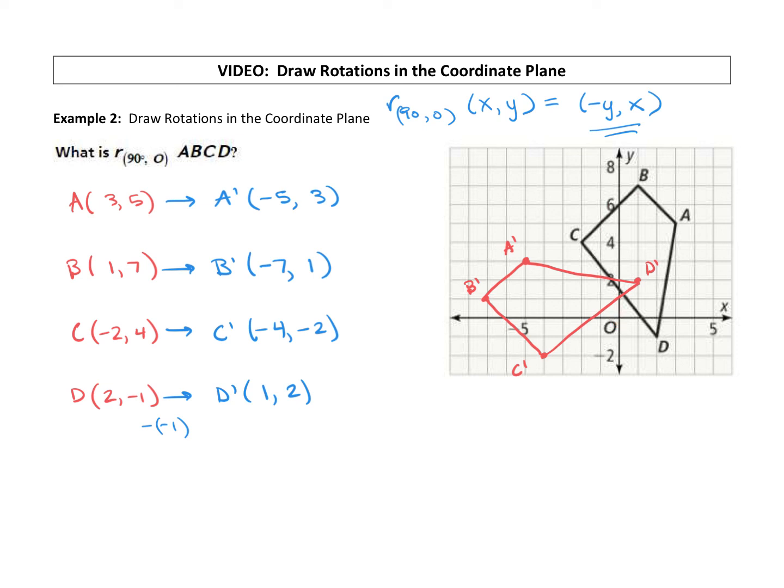So if you look point by point, we'll just look at a couple of them. Here's our pre-image point A. It went around 90 degrees and landed at A prime. Here's our pre-image point B. You rotate it 90 degrees, you land at B prime.